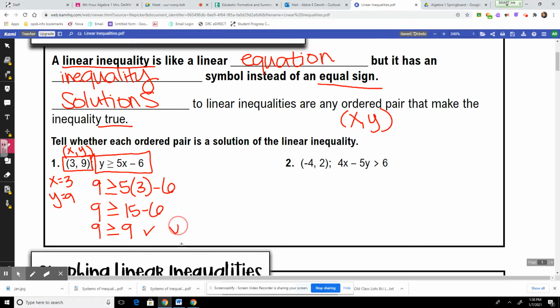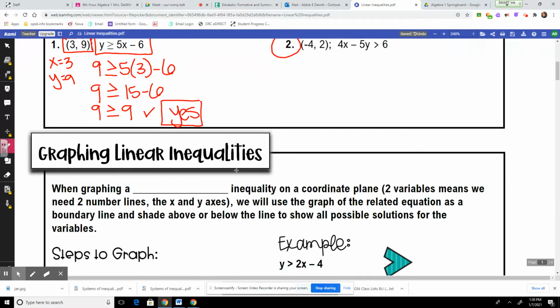So this is a solution. The answer to that question would be yes. That ordered pair is a solution because when I substitute the ordered pair into the inequality, I get a true statement. So yes, that is a solution. I want you to do number 2 on your own individually on your PDF.